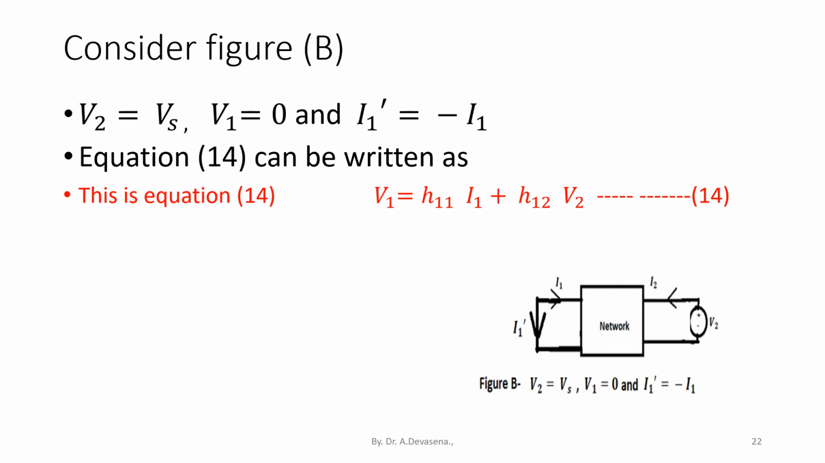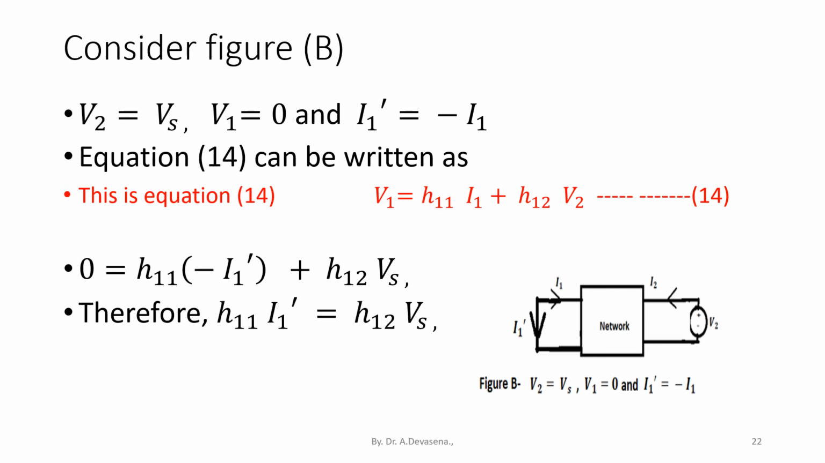So equation 14 can be written as 0 is equal to H11 open bracket minus I1 dash plus H12 Vs. Therefore H11 I1 dash is equal to H12 Vs. That is, Vs divided by I1 dash is equal to H11 by H12. Consider this as equation 18.